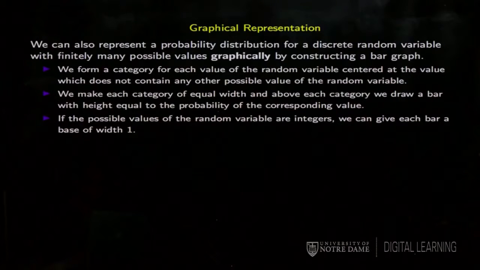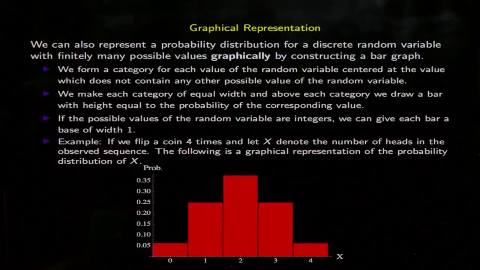If the possible values of the random variable are integers, then it's easiest just to make each bar have a base with width 1. And here's our example. If I flip a coin 4 times, let x denote the number of heads, then the possible values of x are 0, 1, 2, 3, and 4. And here we've drawn a bar centered at each of those possible values. The width of the base of the bar is 1 in each case, so they don't overlap. And the height of each bar is the probability that each of those possible values of x occurs.